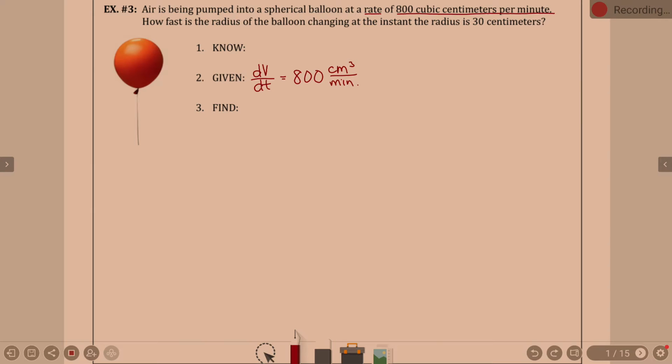How fast is the radius of the balloon changing at the instant the radius is 30 centimeters? So what are they asking me to find? Derivative of radius. So, dr/dt when what? When r is 30. Okay? That's what they're asking me to find.